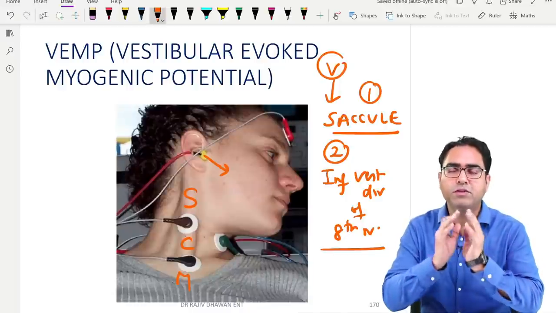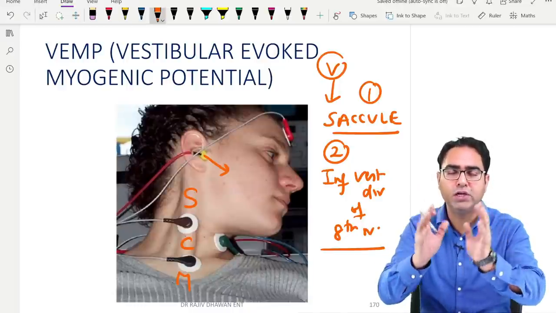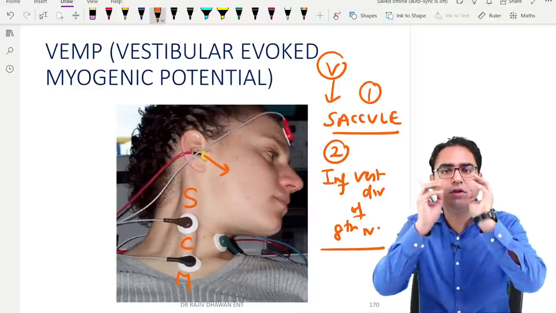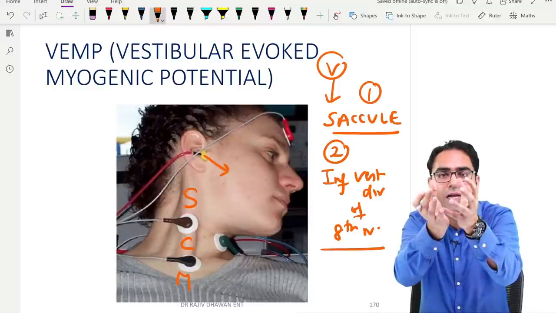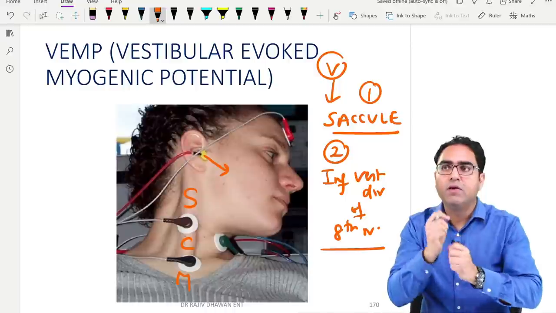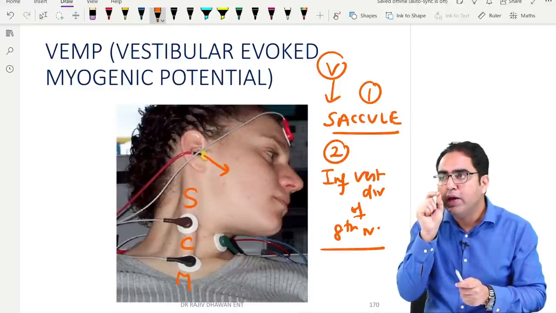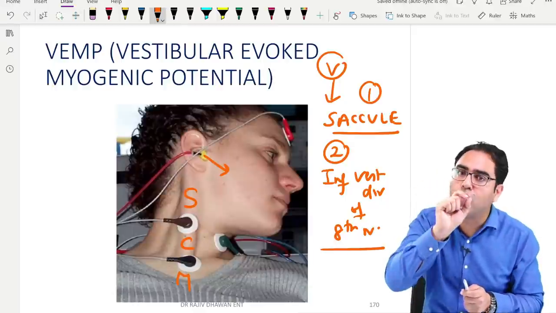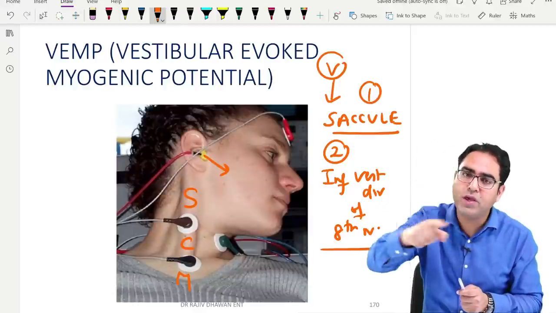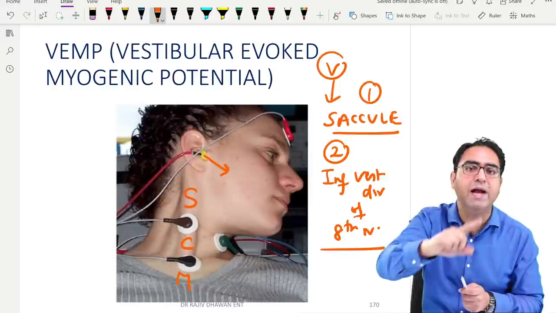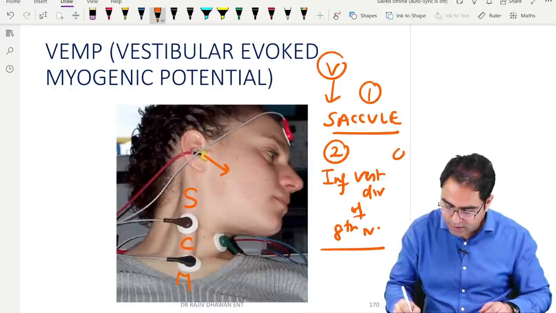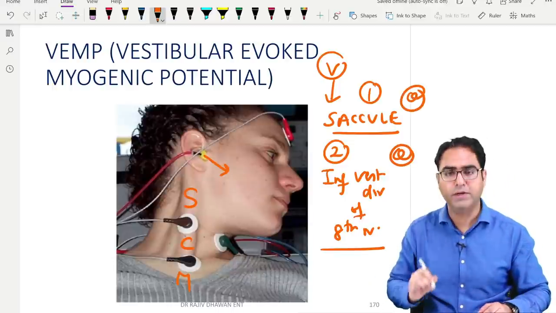So, VAMP is vestibular evoked myogenic potential. We stimulate saccule with loud sound and we record the activity of sternocleidomastoid muscle. VAMP tests two things, beta. Number one, saccule, which stimulates. And number two, it tests the nerve supply of saccule. What is the nerve supply of saccule? Inferior vestibular division of the eighth nerve, beta. That's the NEET PG question, INICET question possible, beta.